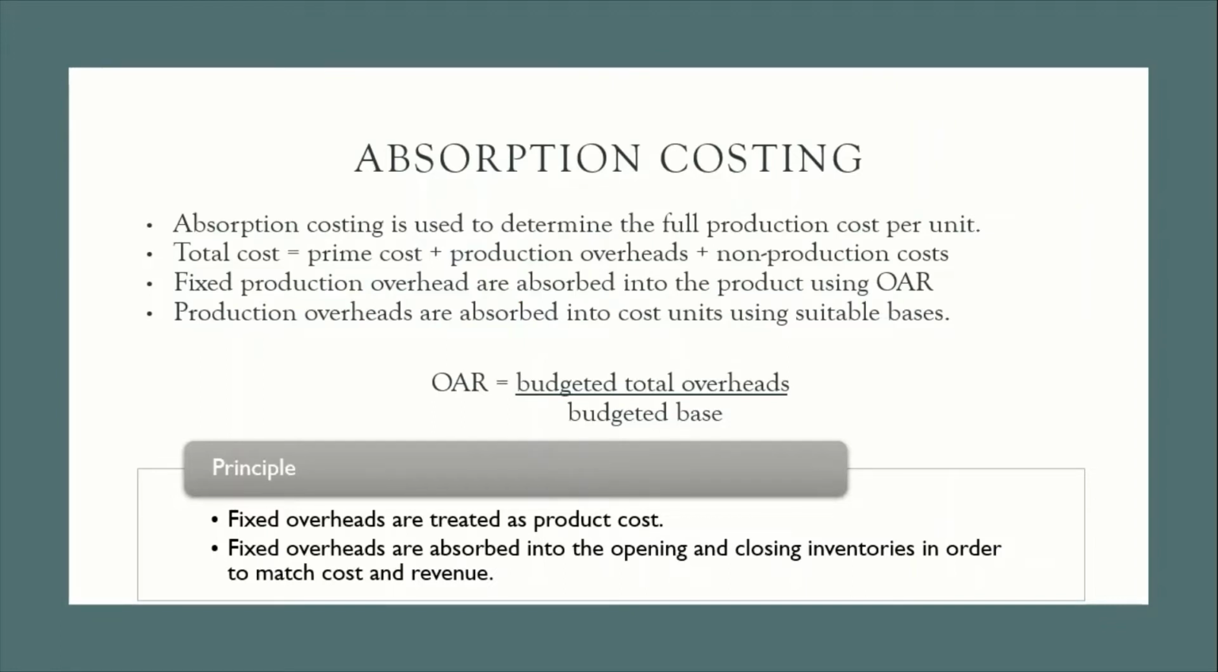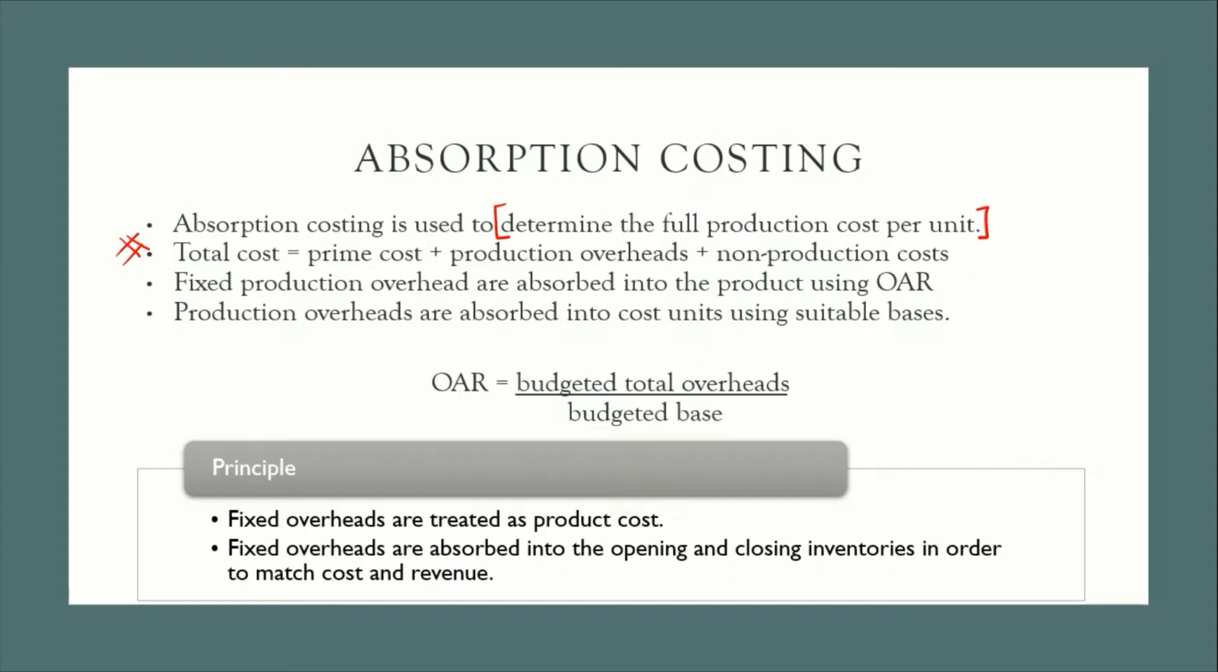So absorption cost. It is used to determine the full production cost per unit. Okay, it is used to determine the production cost. So the formula is as below. It is prime cost plus production cost plus non-production cost.